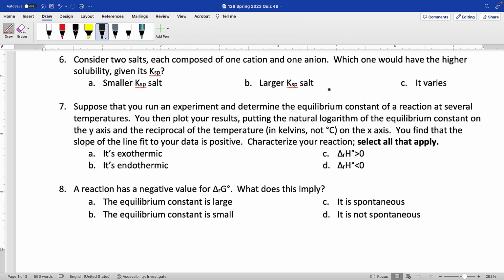Consider two salts, each composed of one cation and one anion. Which one would have the higher solubility? So Ksp, so I'll just pick a salt at random. I'll use sodium chloride, but it could be any +1, -1, or +2, -2, or +3, -3, right? Anything like that is going to give us a 1-to-1 ratio of cation to anions, which is what the question asked. We have the solid, and we're going to be in equilibrium with aqueous ions.